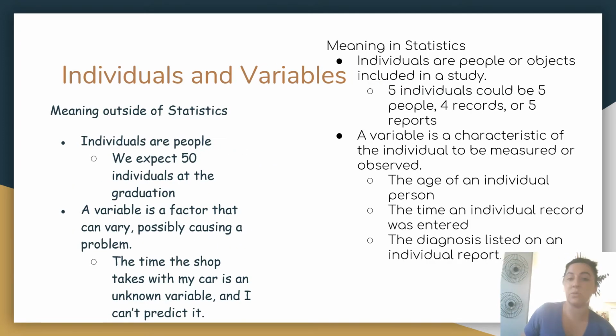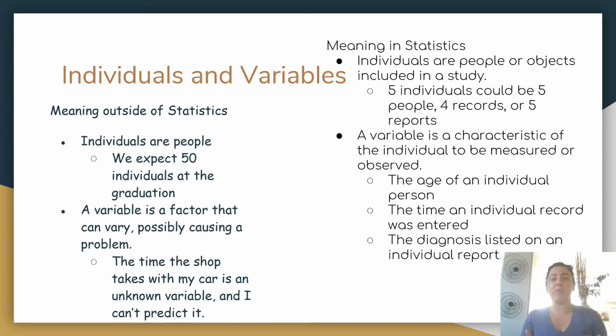In this slide, I just wanted to compare and contrast the meaning of individuals and variables in statistics and outside of statistics in our everyday life. In normal daily life, we probably look at individuals as people. For example, at this graduation or at this event, we expect 50 people to show up. 50 people bought the ticket, so we expect 50 people to show up.